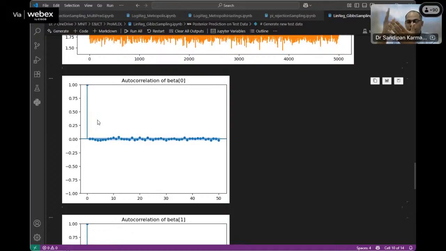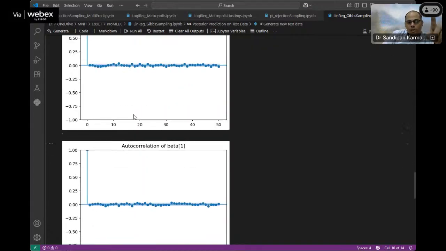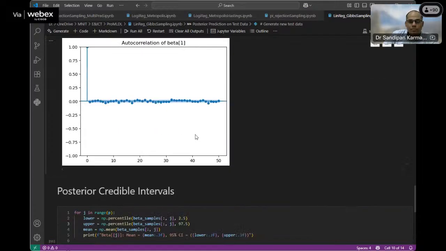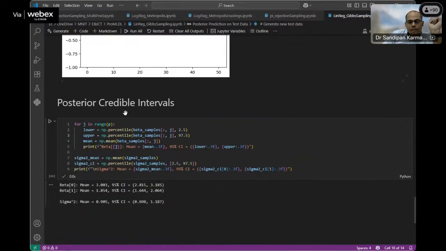So in this way, you will be finding it for all the lag 1 observations, and then you will be finding out what the autocorrelation is. Now, the autocorrelation plot is showing that the sampling is very good, because after a certain time this autocorrelation is becoming almost zero. Now, the posterior credible interval you can also find out.